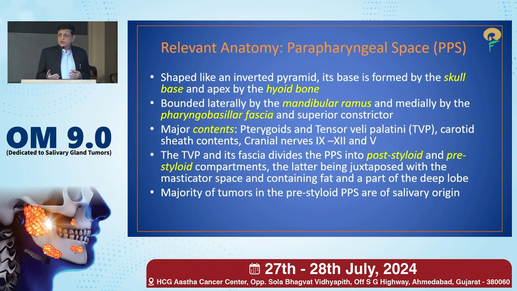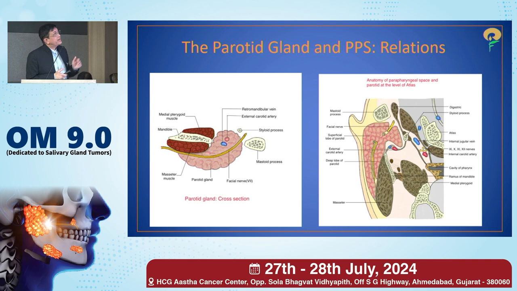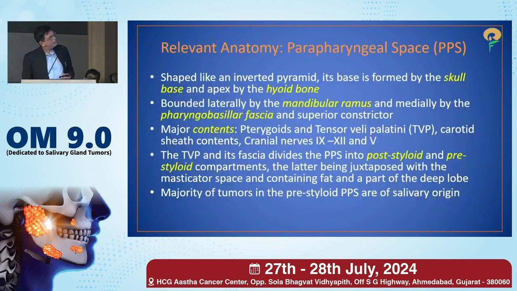Now that brings me to another important slide, which is relevant anatomy of the parapharyngeal space. I must admit for my own self, for the longest time I was very vague about this space, and so I thought, at least for the sake of all those who are in training, it's important to get some basics right on this, and that is an inverted pyramid shaped space, where the base is formed by the skull base.